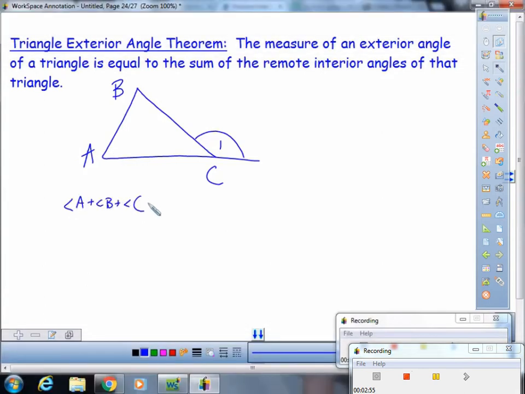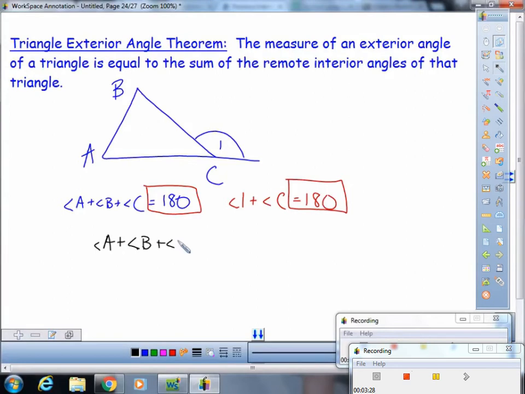So from our previous triangle sum theorem, I know that the sum of the angles in a triangle are 180. However, I also know that a linear pair, a pair of angles that forms a line, also equals 180. Notice that we have 2 equations that are both equal to the same thing. So by transitive or by substitution, I could say that angle A plus angle B plus angle C is equal to angle 1 plus angle C.